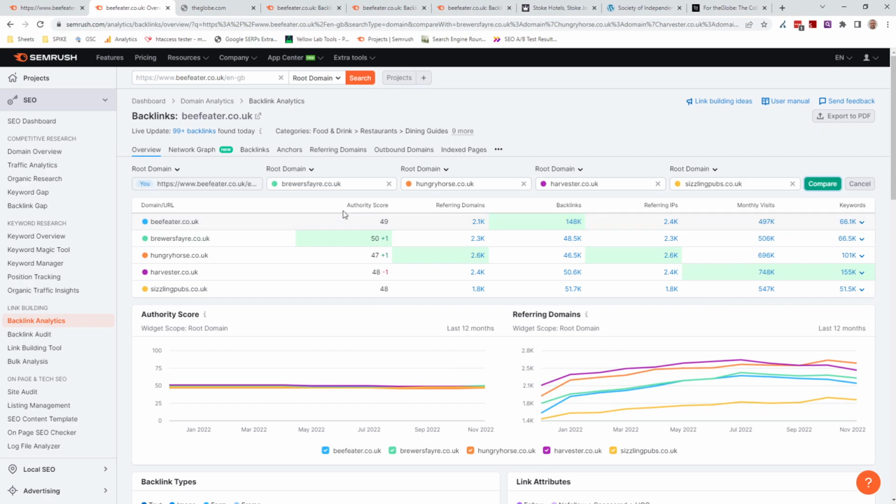So that just gives you an idea of some of these metrics, which ones to trust in. So referring domains and backlinks, pretty much trust in those. Although, like I said, Ahrefs may get you different figures. The keywords is really good as well. Monthly visits is a guess. And authority score, well, that can cause you issues if you rely on it too much.